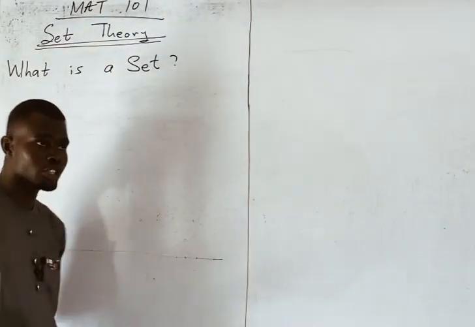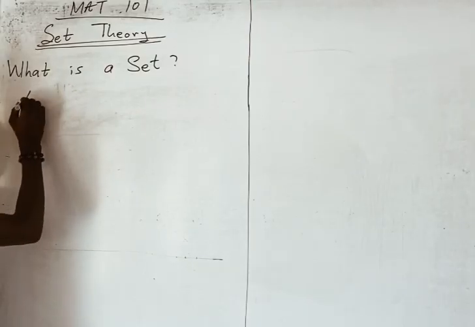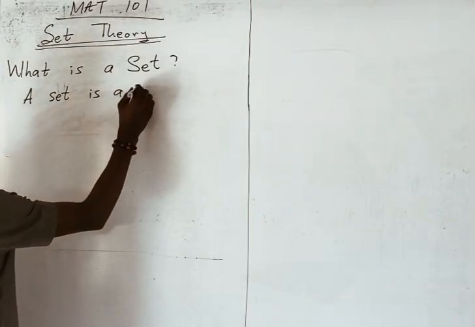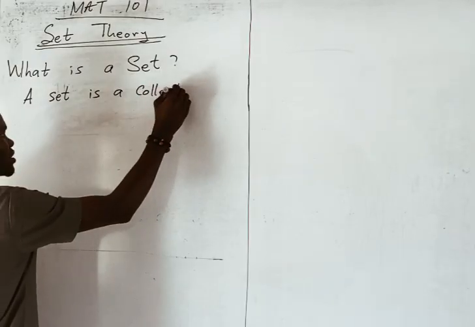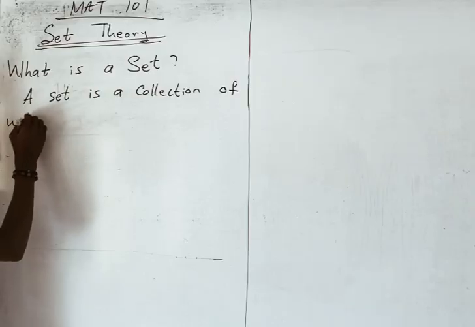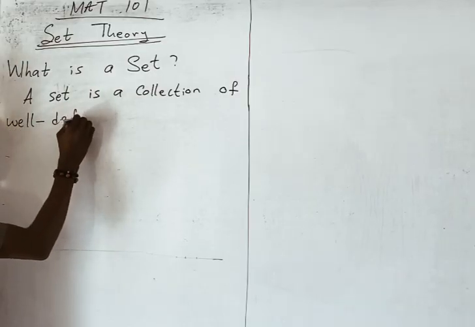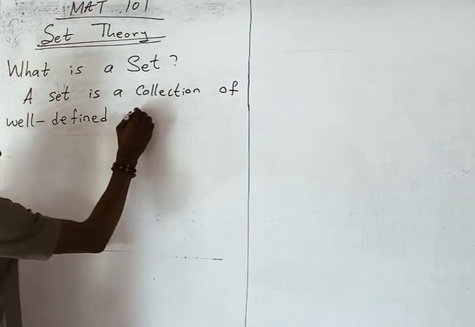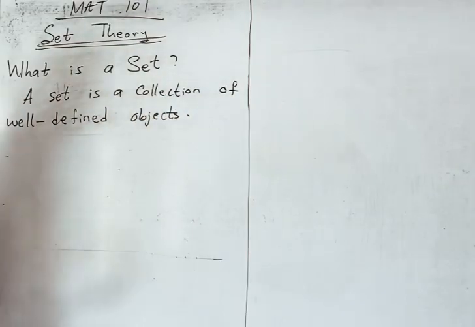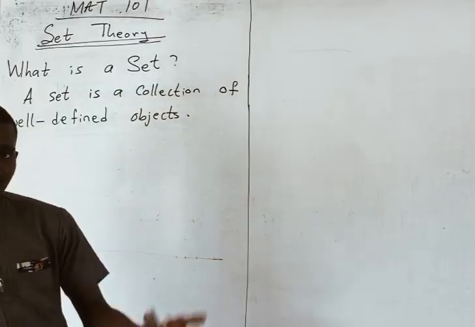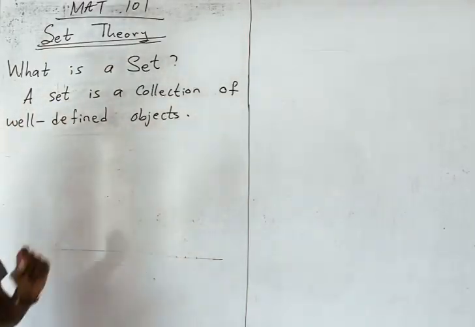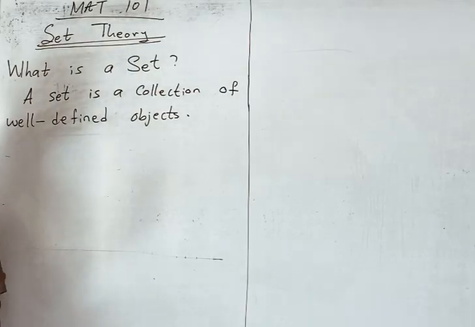Okay, so by definition, we can say that a set is a collection of well-defined objects. Please, I want you to pay attention to some things as I'll be explaining it one after the other. Let's read the definition one more time. We say that a set is a collection of well-defined objects.